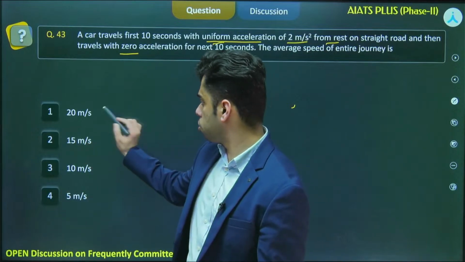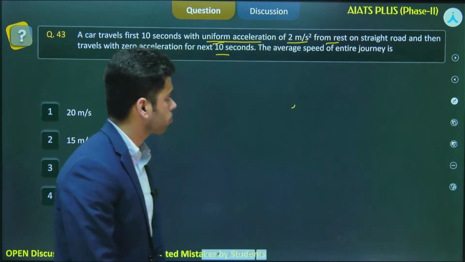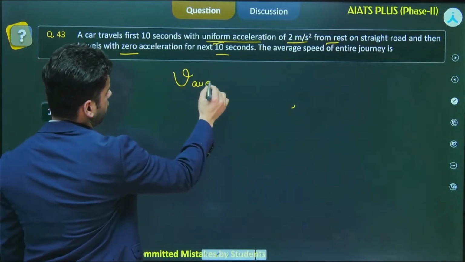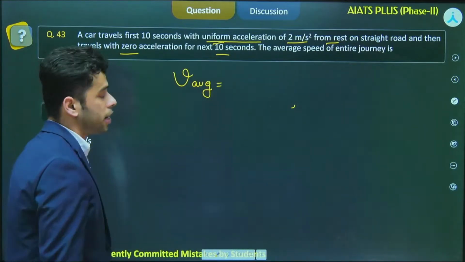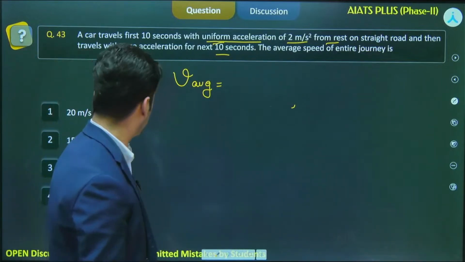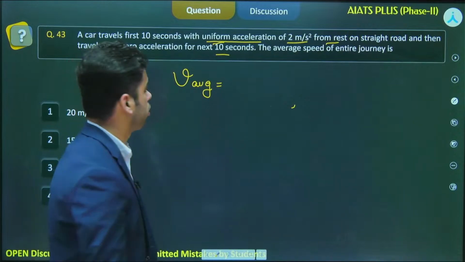I don't think this should be the correct answer. Let me solve this for you. What is the formula for average speed? V average. How do we calculate the average speed? It's a simple problem. Okay, someone is commenting the answer 15 meter per second. Okay, let me solve this for you.